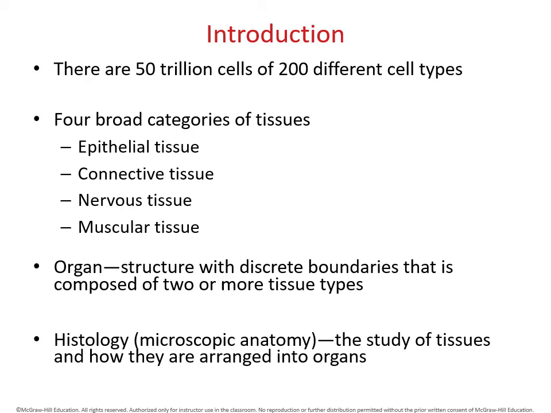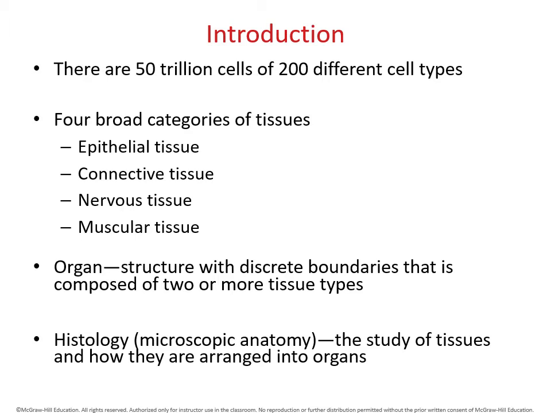Now, part of what we have to do in chapter 5 is discuss what makes each category different from the other, and how you will be able to identify them, and more importantly, can you list some examples of where you can find these tissues within your different organs or organ systems.